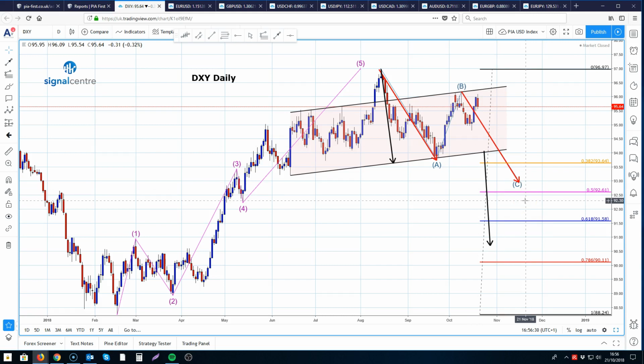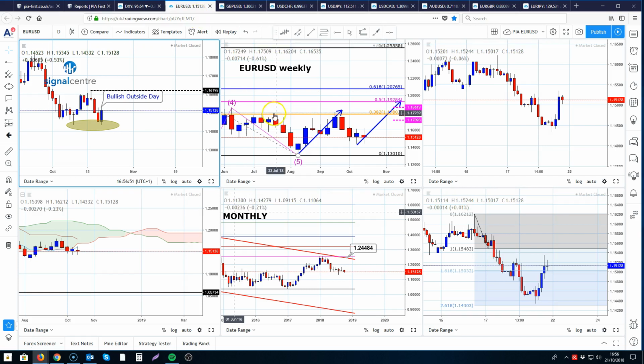Obviously, if we're looking for a move down in the dollar, then as you know, if you have been following some of our medium-term calls, we're looking for buying opportunities in euro dollar, sterling dollar, and selling opportunities in dollar Swiss, etc. So we'll now go over to those currency pairs and discuss what we're looking at.